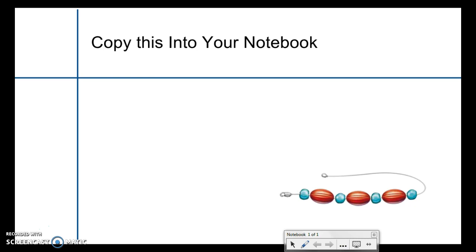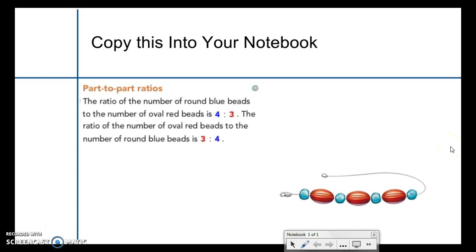So we're going to have a few parts that are really important that we're going to copy into our notebook. Here's part 1. If we were to have a part-to-part ratio, this is what it will look like. The ratio of the number of round blue beads to the number of oval-shaped red beads would be 4 to 3. As you can see on this necklace or bracelet, whatever this is, there are 4 blue beads and 3 red beads. So it would be 4 to 3 as the ratio. The ratio of the number of oval red beads to the blue beads would be 3 to 4. Okay? Basically, a part-to-part ratio is talking about the 2 different parts that you're comparing.